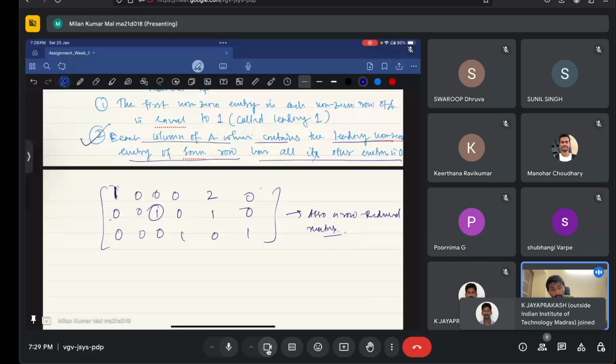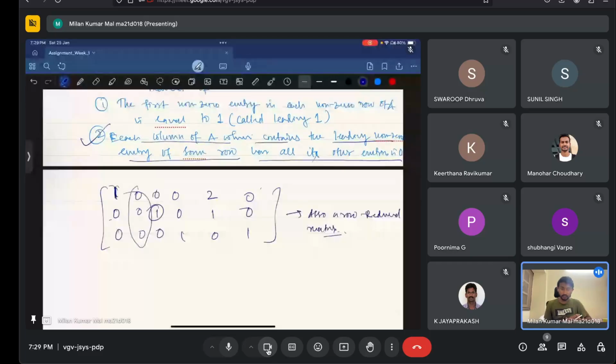So this row can be completely 0. This column can be completely 0. There is no harm. Okay, this is row reduced. This is still row reduced. And the first non-zero entry of the second row is 1.